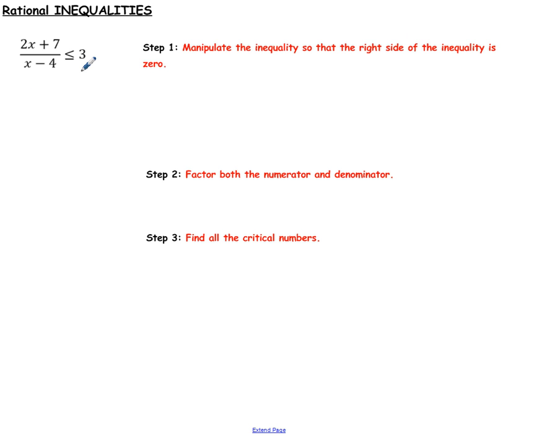Well, guess what? I am going to subtract 3 from both sides. So I'm going to get 2x plus 7 over x minus 4. Subtract 3 gives me an inequality with 0 on that side. Now, I need to do my rational equation thing. I need to make 3 have a denominator of x minus 4, and I'm going to do that by finding my least common denominator and all that rational expression stuff that we spent 2 weeks learning. So, magically, I'm going to make this happen.